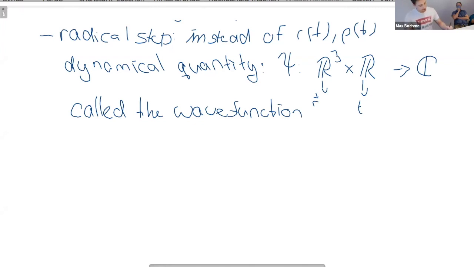Or we also call it the state of the system. So we call this function psi, which we introduce as a new quantity here as a wave, the wave function or the state of the system. Fine, for now.